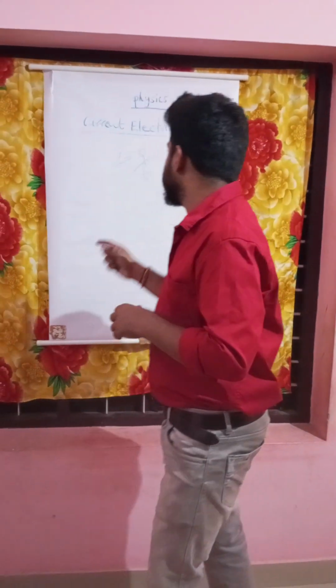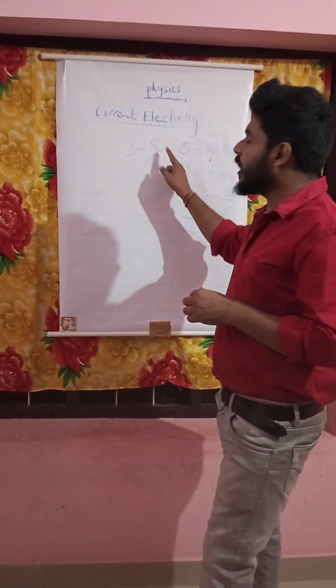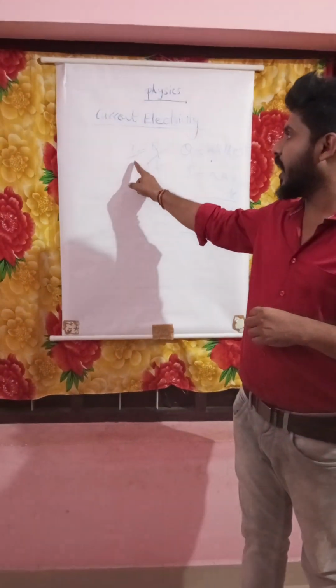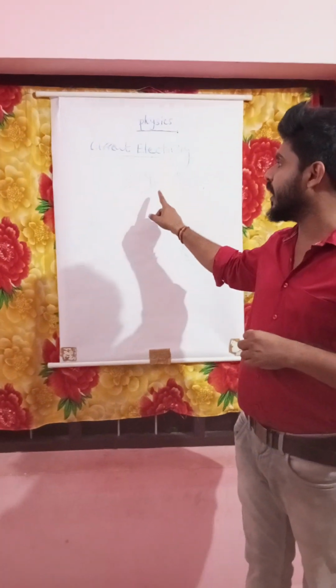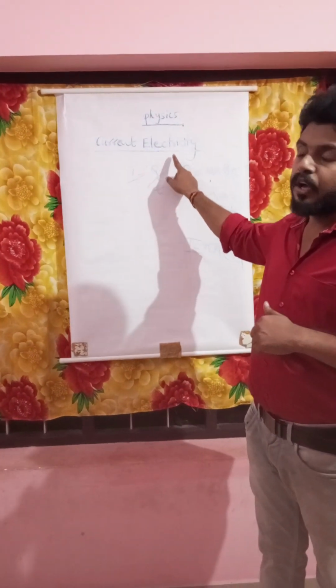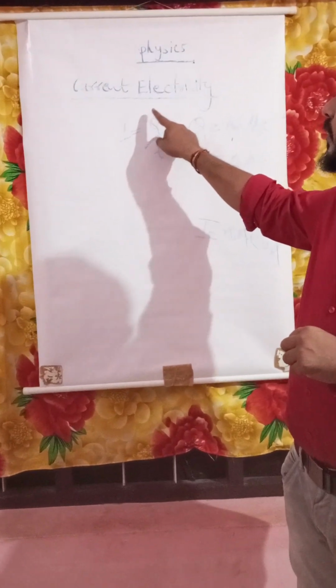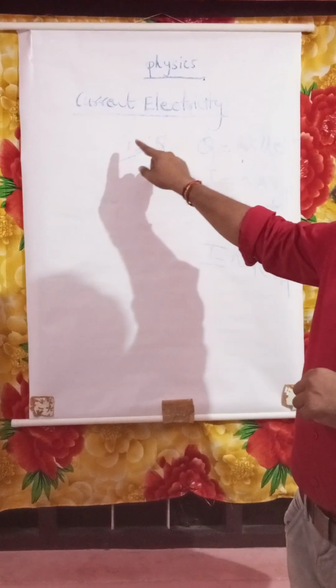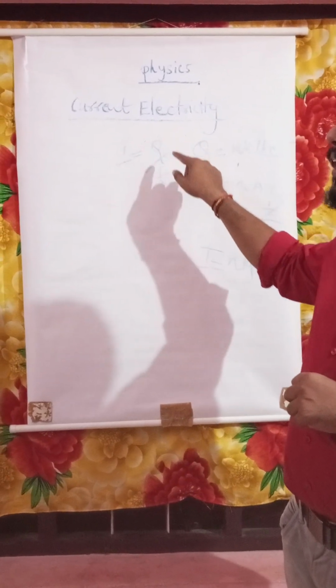Now, the current produced in the conducting wire, I, is equal to Q divided by T. You can see the equation. Q is the charge which flowed in the conducting wire in a particular time. So I is equal to Q divided by T.